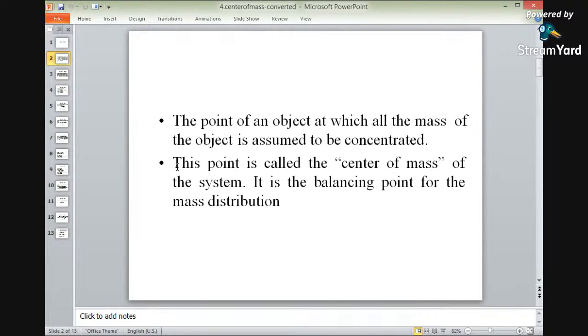This point is called the center of mass of the system. It is the balancing point for the mass distribution. By identifying that point, we consider that the whole mass has been concentrated, or assumed to be accumulated, at the same point, for balancing purposes.